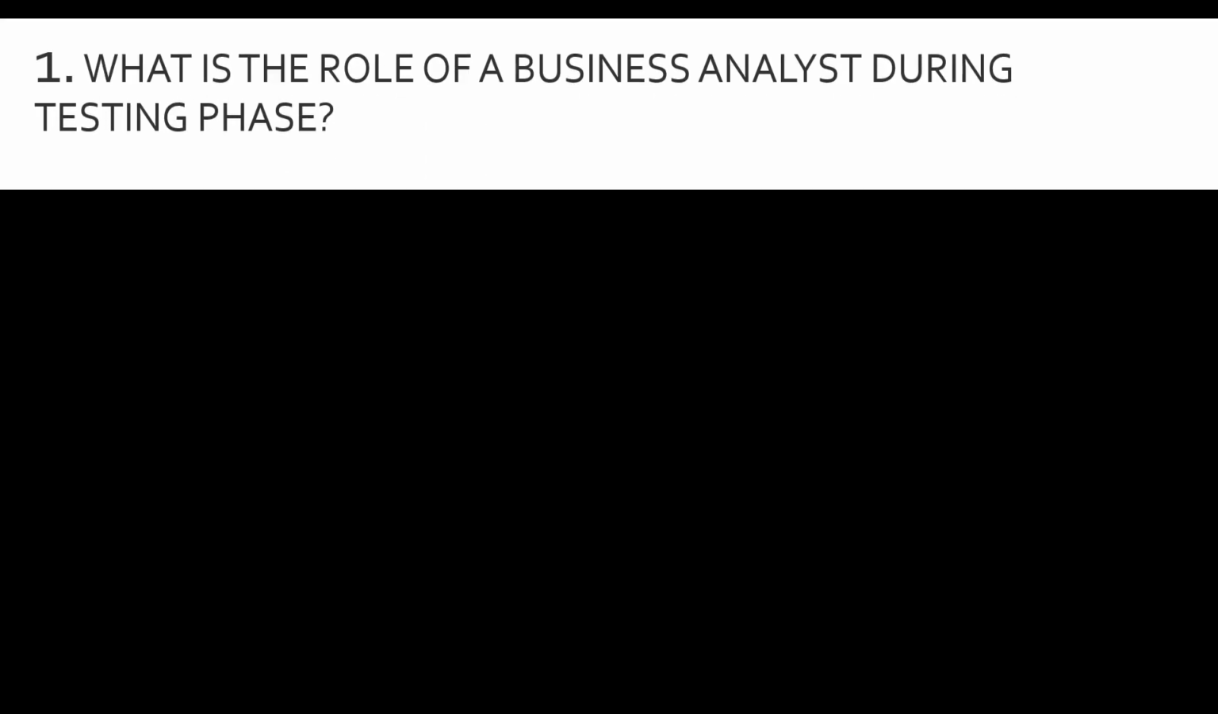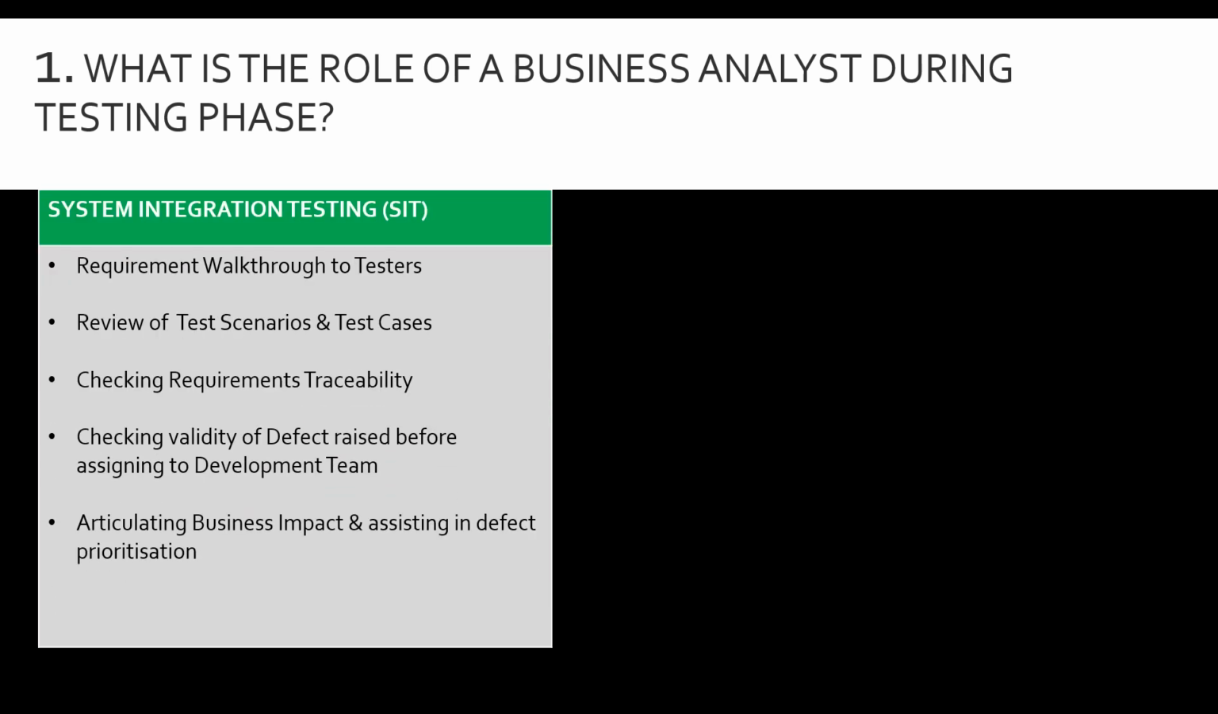Question number one, what is the role of a business analyst during the testing phase? This is a short question, and 90% of the time this question would be asked in the interview. There are two major testing phases. One is SIT, system integration testing. The other is UAT, user acceptance testing. We're going to look at the roles and responsibilities of a business analyst during these two key testing phases. So let's start with SIT.